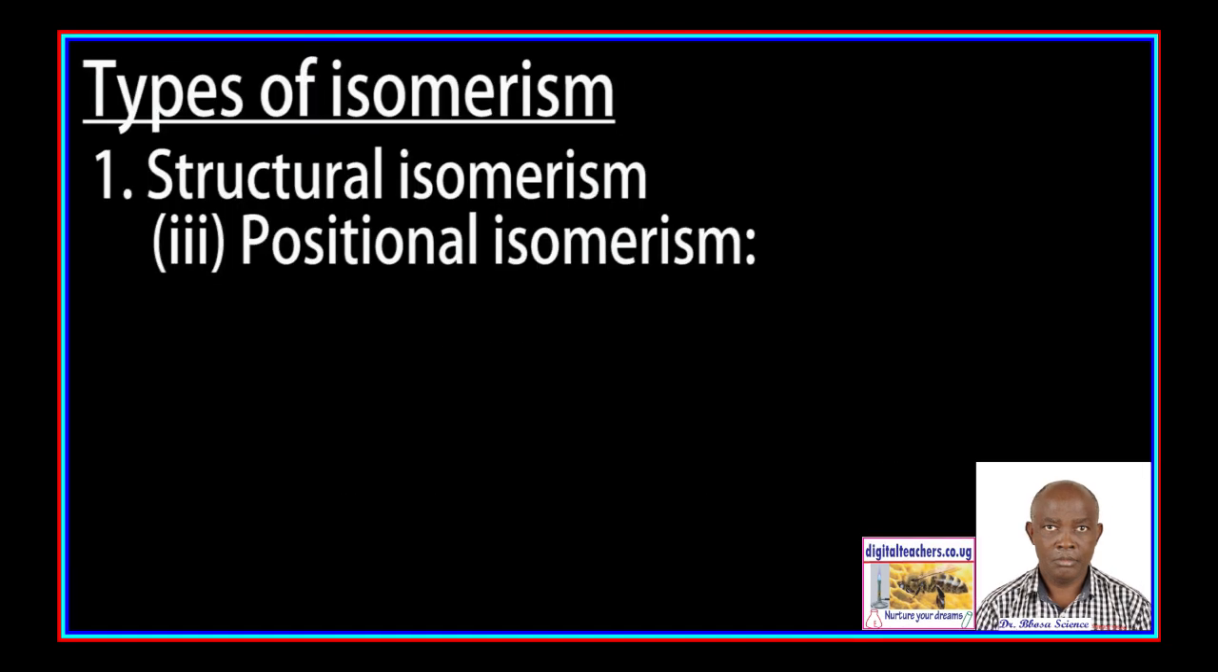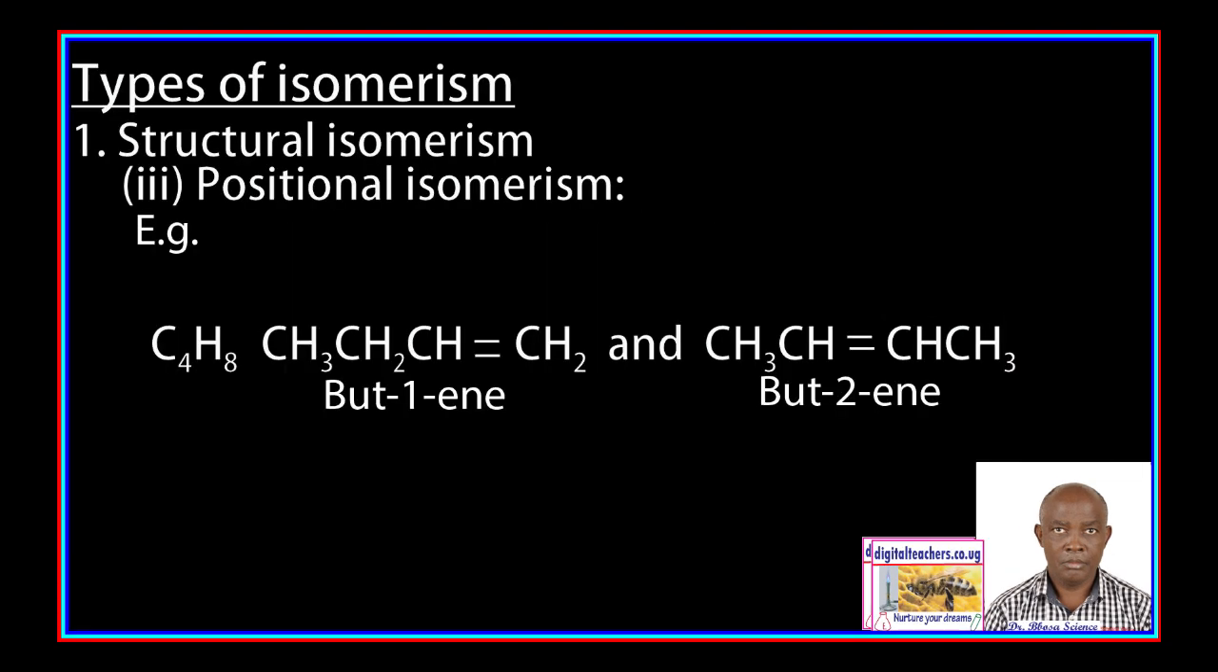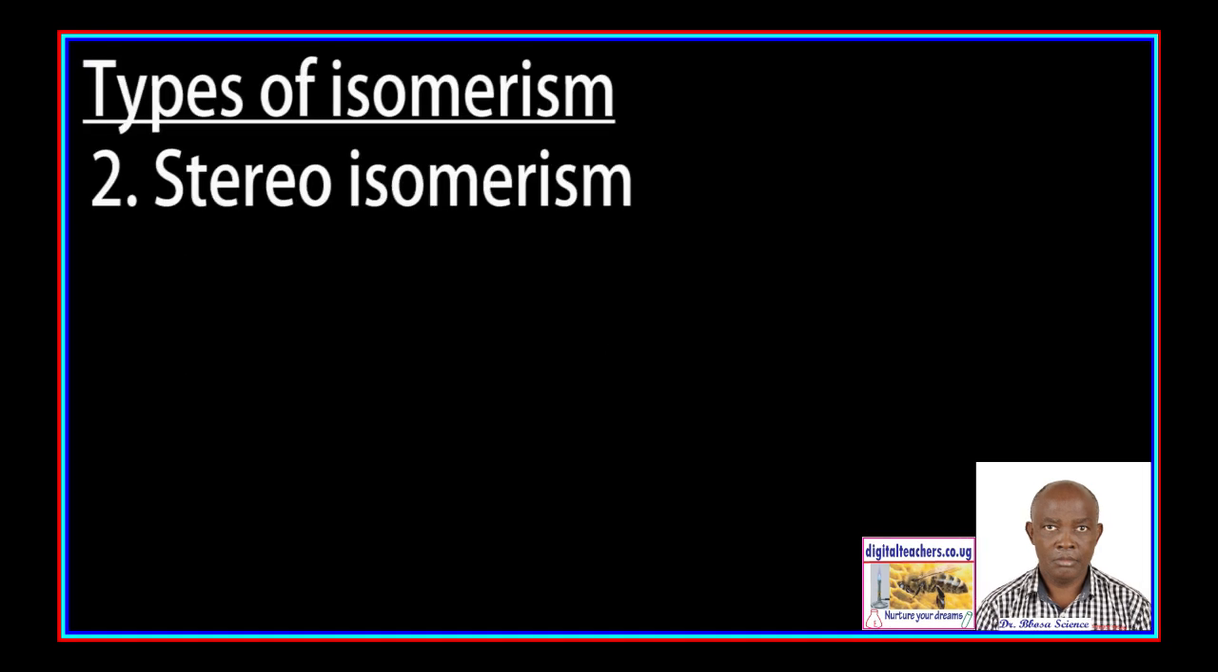3. Positional isomerism. Here, isomers have got the same molecular formula, the same functional group, but different positions of the functional groups on each molecule. For example, but-1-yne and but-2-yne.